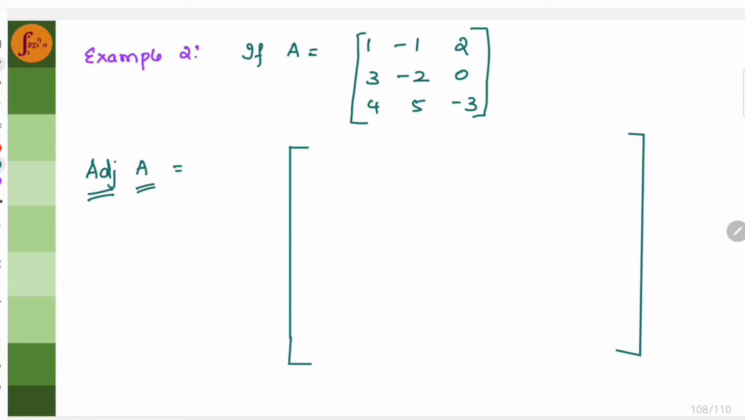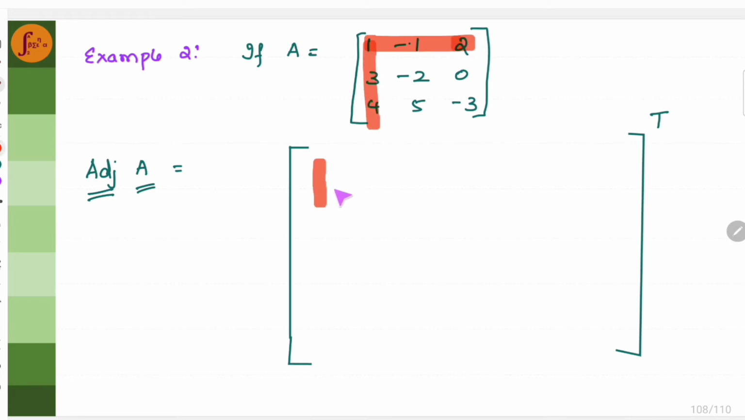Now, adjoint is nothing but the cofactors of each of these elements. You find the cofactors of each of these elements, put those cofactors in this particular matrix, take a transpose of it, then it becomes the adjoint of matrix A. Now, we'll have to go one element at a time. You'll have to find the cofactor of 1. What is the cofactor of 1? Ignore this row, ignore this column.